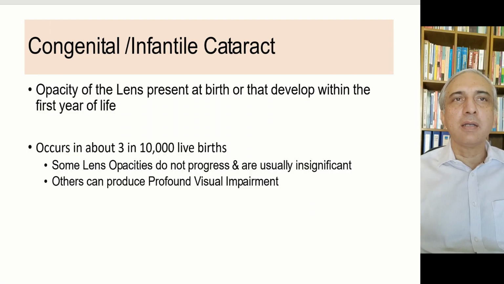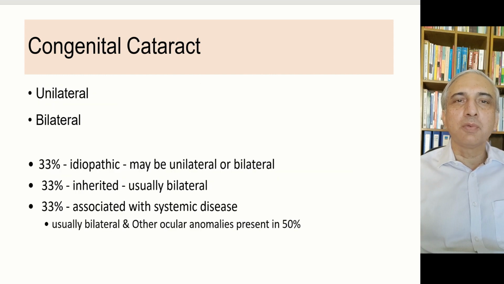It's opacity of the lens which is present at birth or that develops within the first year of life and occurs in about 3 in 10,000 live births. So we have to be very vigilant about this. Some lens opacities do not progress and they're usually insignificant. Others can produce profound visual impairment.